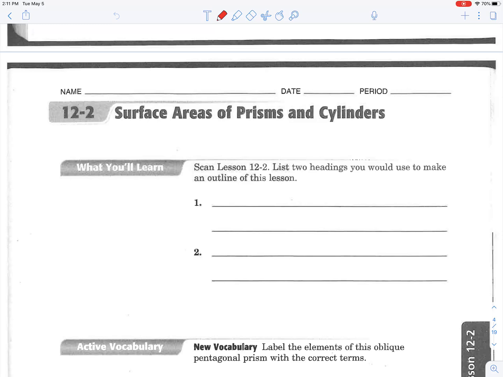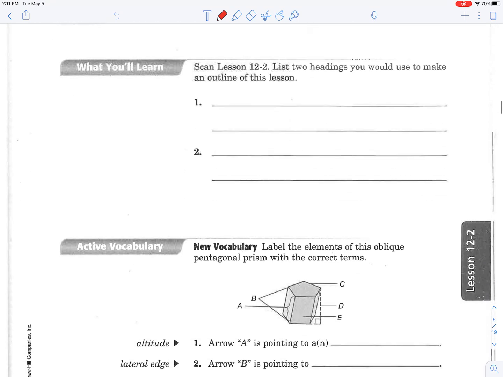This is 12.2 surface area of prisms and cylinders. Scan lesson 12.2. List 2 headings you would use to make an outline for this lesson. So the first heading is lateral areas and surface area of prisms.